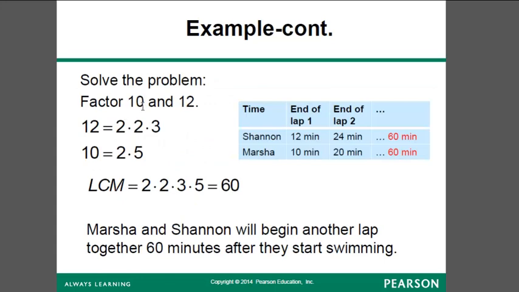So I solve this by factoring 10 and 12. 12 is 2 times 2 times 3. 10 is 2 times 5. They each have a 2. The 12 has another 2 and a 3, and the 10 has a 5. So their least common multiple is going to be 2 times 2 times 3 times 5, which will be 60. Therefore, Marcia and Shannon will begin another lap together 60 minutes after they start.